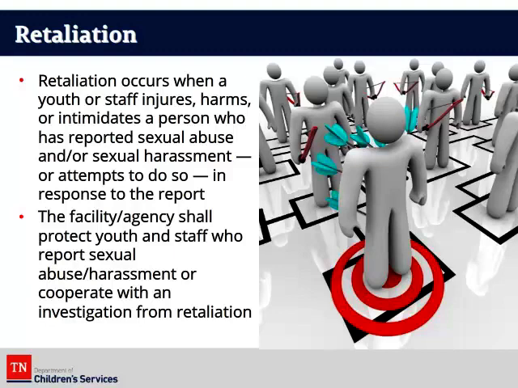Retaliation occurs when a youth or staff injures, harms, or intimidates a person who has reported sexual abuse and or sexual harassment, or attempts to do so in response to the report. The facility and agency shall protect youth and staff who report sexual abuse, harassment, or cooperate with an investigation from retaliation. Retaliation could look like many things. It could look like veiled threats, shunning from a group, sudden change in demeanor, slashing of car tires, verbal or emotional abuse, or physical assault.